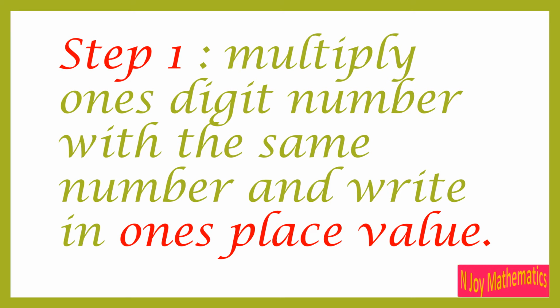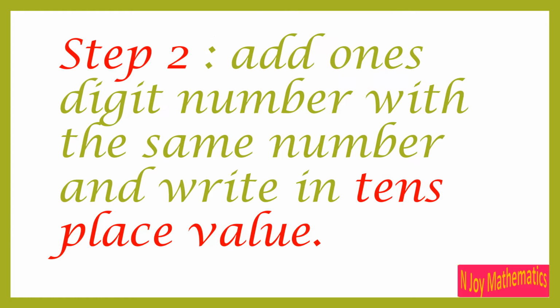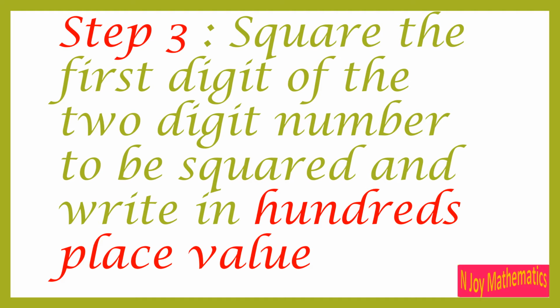Step 1. Multiply the ones digit with the same number and write it in the ones place. For example, 11 we have to square. In 11, what is the ones place value? It's 1. So we multiply 1 and write it in the ones place, and then we add the same 1 plus 1 and write it in the tens place, and for the hundreds place we'll take the tens place value. What number needs to be squared? 11 needs to be squared.